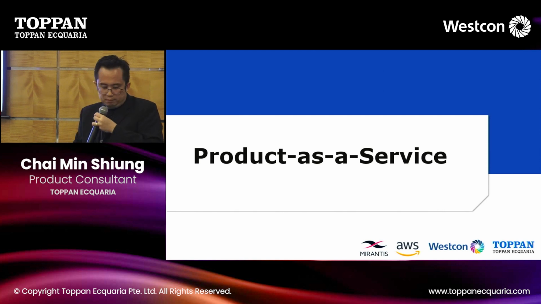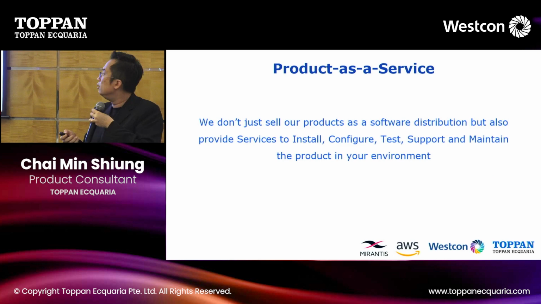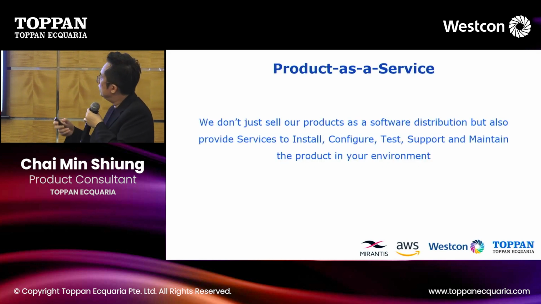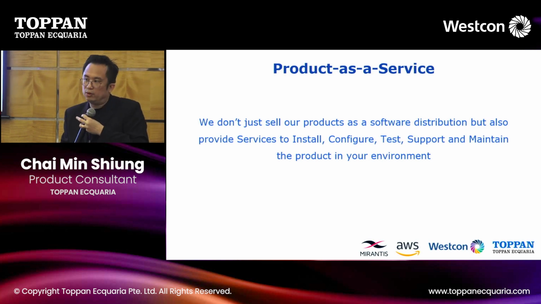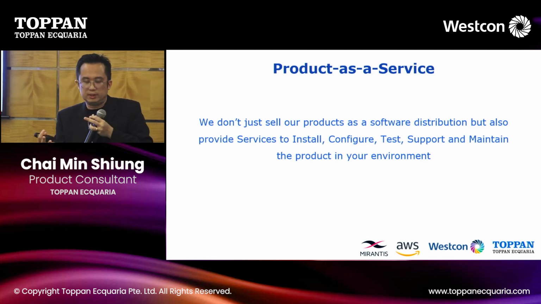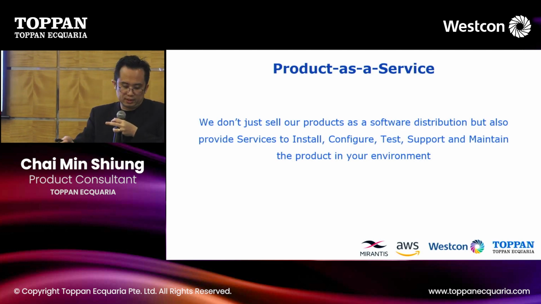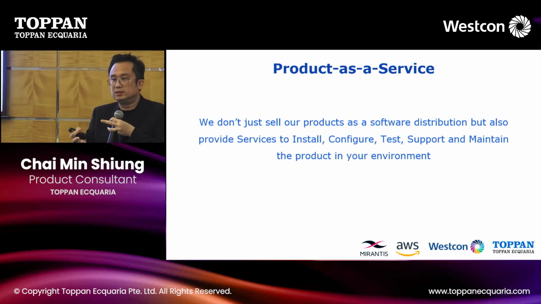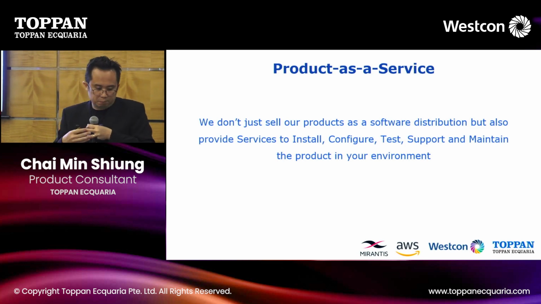Okay. The last point that I'm going to make is we are a product as a service. What does that mean? We don't just sell products as a software distribution, but we also provide things like installation, configuration, test support, and maintenance in your environment. So on top of delivering our product, we also provide service to help you deliver a successful implementation. We offer things like pre-deployment, architecture, sizing, and installation and onboarding services.